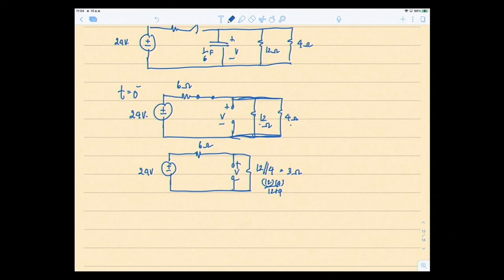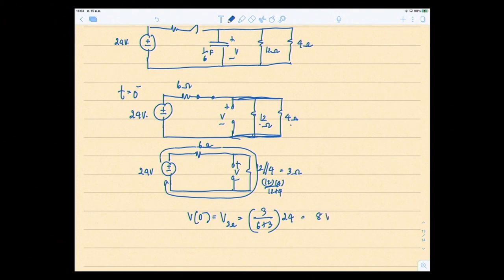The current comes out from the 24. We have one loop. If you want to find the voltage in a circuit connected in series, you can use the voltage divider. So V at 0 minus is the voltage drop across the 3 ohms, equal to 3 over 6 plus 3, R total, times 24. So the answer is 8 volts.